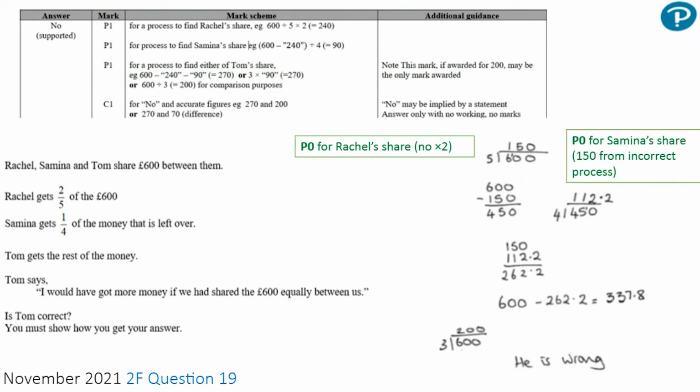Samina's share is because the 150 that they've tried to use there came from a totally incorrect process. So in order to get that second process mark, remember, it has to come from a correct process. They get P1 for Tom's share, because down here they've done 600 divided by 3. But it's not supported by correct method, so just P1. And you do have to go hunting for it.